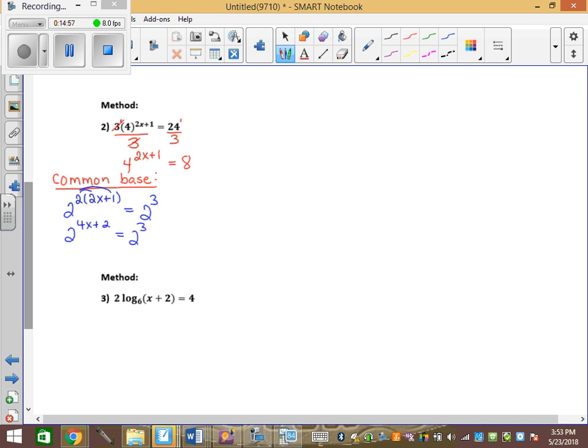Now that we have the same base, we're saying that this is base 2, this is base 2, so this exponent must equal this exponent then. So we get 4x plus 2 equals 3. Subtract 2. 4x equals 1. Divide by 4. x equals a quarter. Remember, we could also, if this wasn't done algebraically, we could y1, y2 this, and hopefully we get a point of intersection when x equals a quarter, or 0.25.